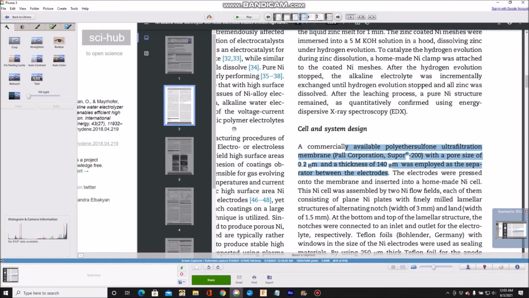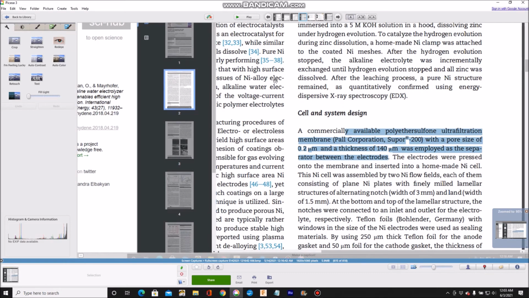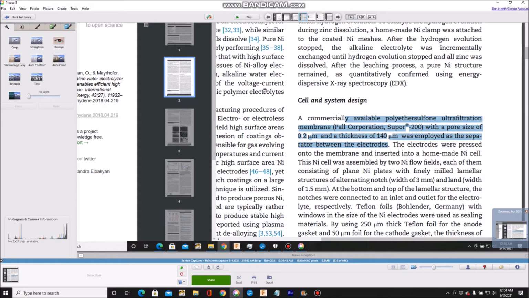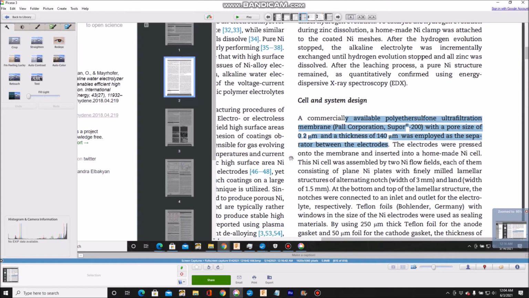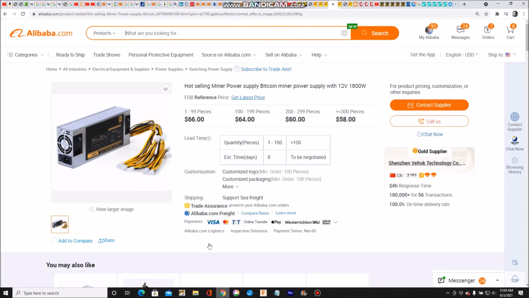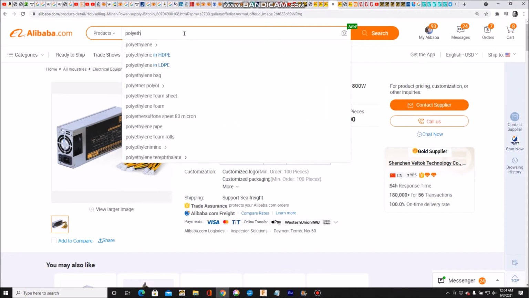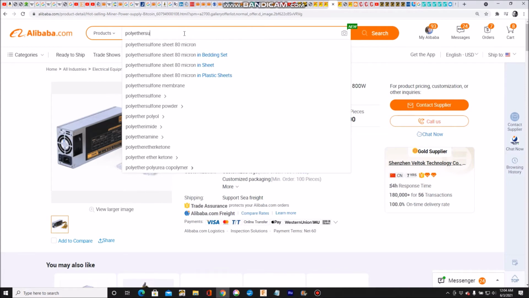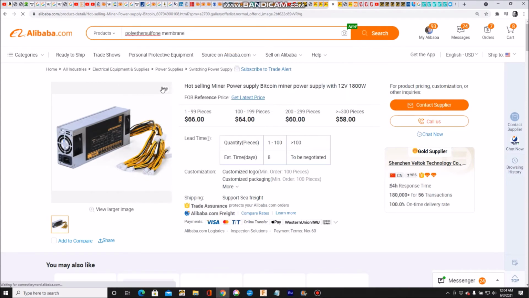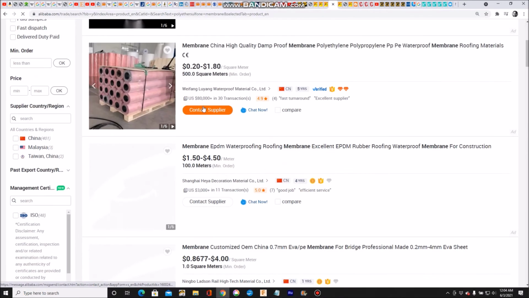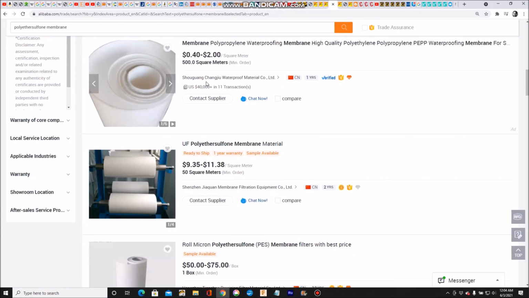What we've found is the polyether sulfone ultrafiltration membrane, which has been used on electrolyzers before successfully. There was an experimental electrolyzer built, in this paper here, and they actually use these. What's great about this is that, since we're doing the COTS system, you can actually buy the polyether sulfone membrane. It's a commercially available product, and it actually performs very well.